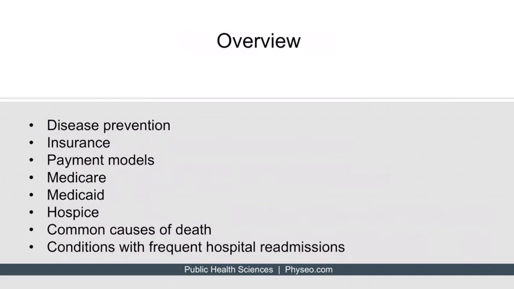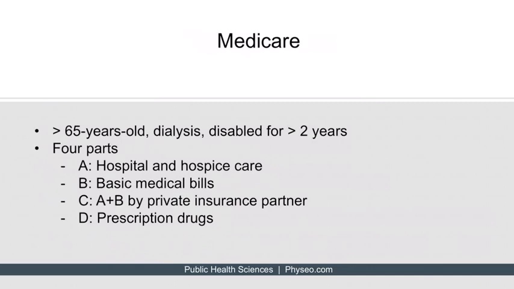All right, now let's discuss Medicare. Medicare is a federally sponsored health insurance program. Anyone over 65 years old or with end-stage renal disease on dialysis qualify for insurance under Medicare. Some people under 65 who are disabled and have been on disability benefits for over 2 years also qualify.